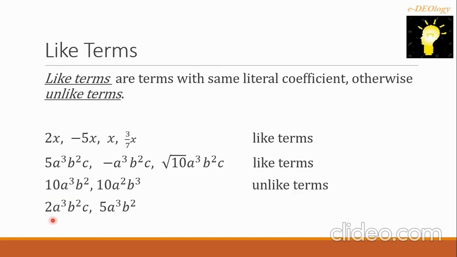Fourth example, I have here two terms, 2a cubed b square c. The second is 5a cubed b square. So in the first term here, I have three variables a, b, c. In the second term, I have only two variables a and b. While it is true that the exponents for the a and b are the same, in the second term the variable c is missing. So in this case, this is an example of unlike terms.